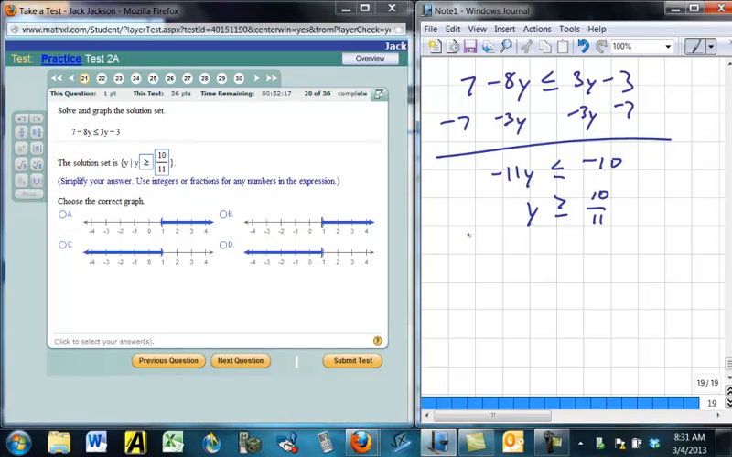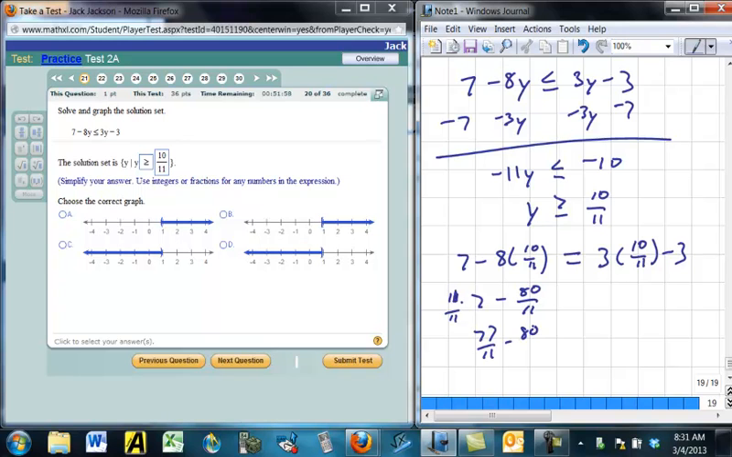Okay, again, let's check it. So 7 minus 8 times 10/11 should actually equal 3 times 10/11 minus 3. So this is 7 minus 80/11 multiplied by 11 over 11. So 77/11 minus 80/11 is negative 3/11. And hopefully that's what we're going to get on the other side. Here we get 30/11 minus 3 multiplied by 11 over 11. So it's negative 33/11. Plus 30/11 is negative 3/11. So we have the right boundary point.